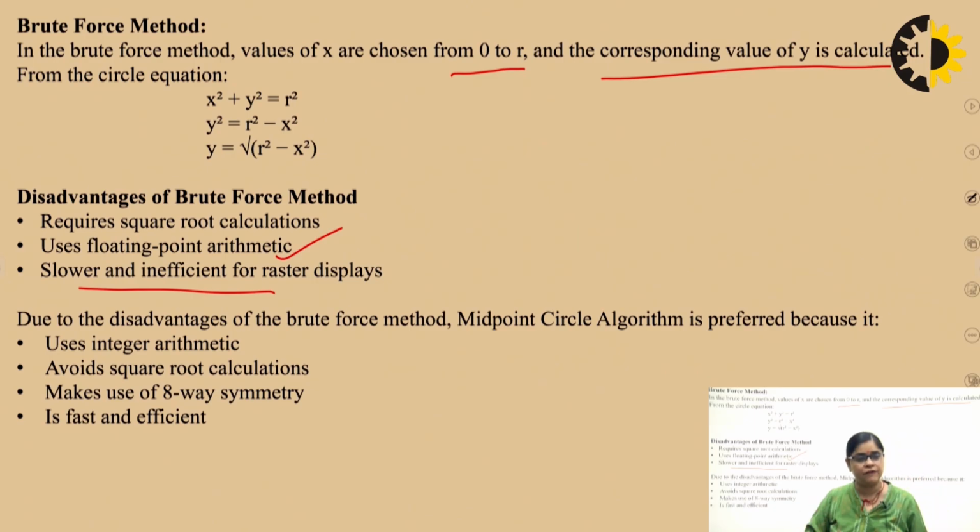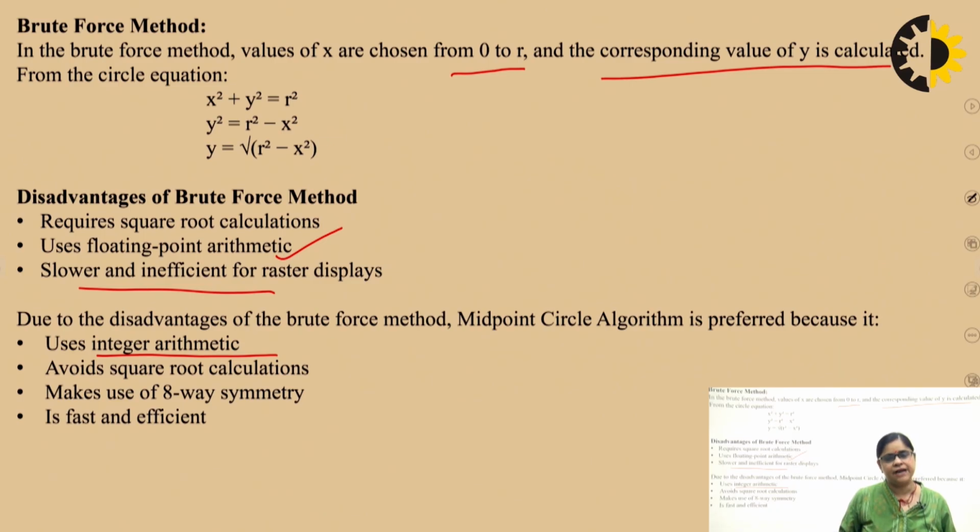Why? Because here we are facing the problem of floating point arithmetic, and we are using the square root calculation. But in the midpoint circle algorithm, when we go through the derivation, we will find that we are always using integer arithmetic. We are avoiding the square root calculation, and it helps in using the 8-way symmetry, and it is very fast and efficient.